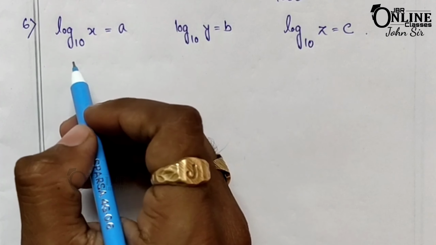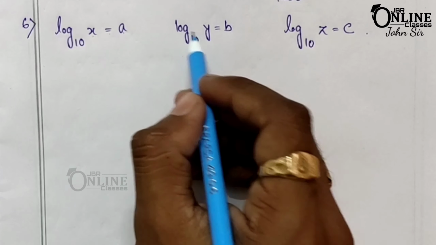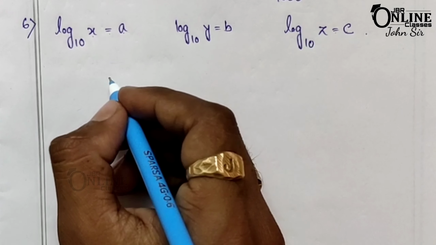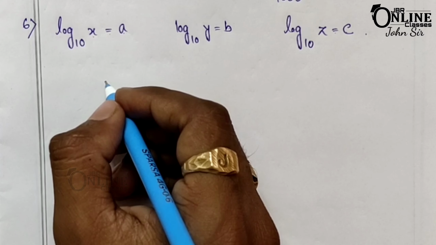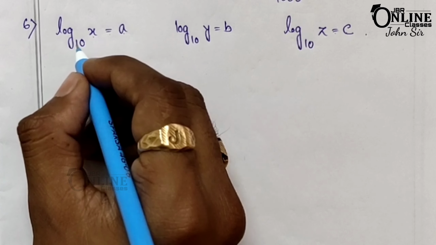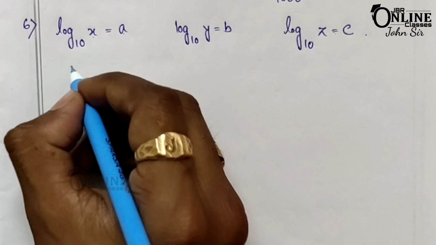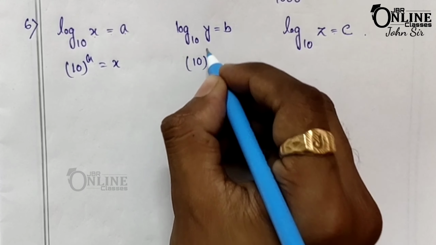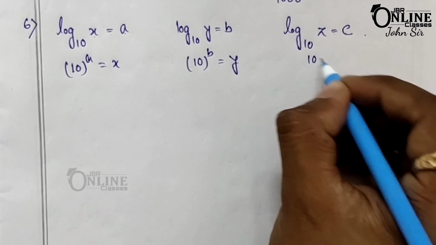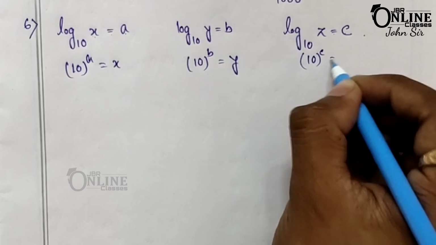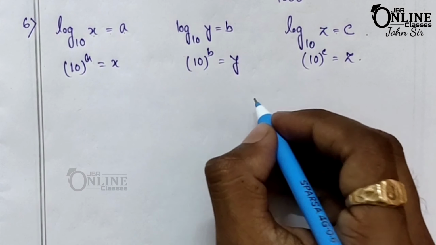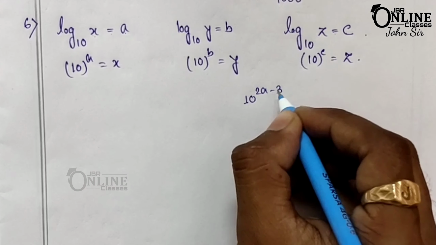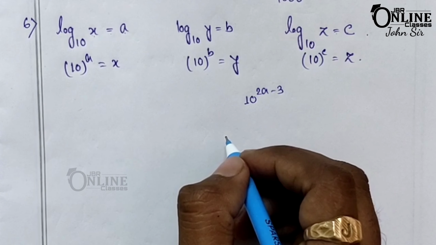Sum number 6: given log 10x equal to a, log 10y equal to b, log 10z equal to c. Write down 10 to the power 2a minus 3 in terms of x. As log 10x equal to a, that means 10 to the power a equal to x. Here 10 to the power b equal to y, and 10 to the power c equal to z.